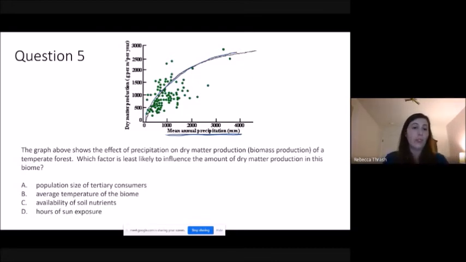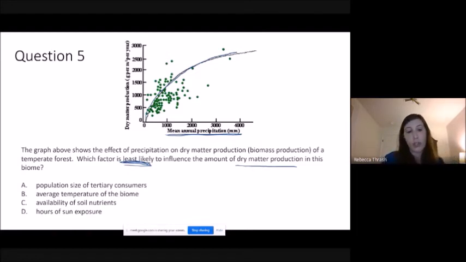That makes sense. So now we have to look at the options to figure out other factors that could influence it, and we're looking for the least likely factor. So let's look at A, population size of tertiary consumers. Maybe that was something we talked about with trophic cascades, but we're really looking at dry matter production. So average temperature of the biome, that's possible. We know that biomes that are around the equator tend to be more productive. They have higher temperatures relative to others.